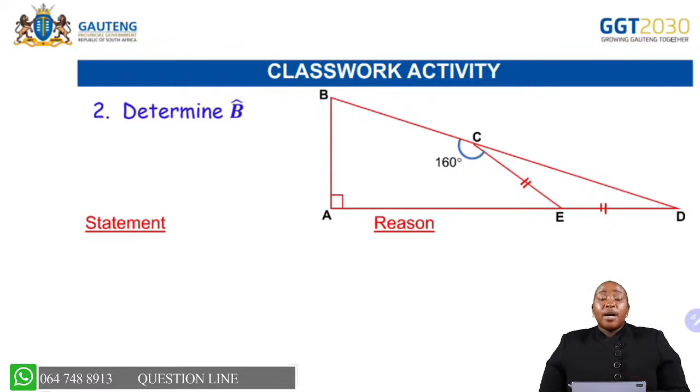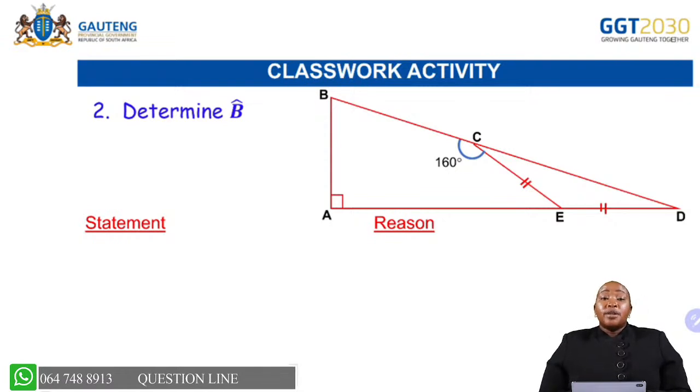The instruction was determine B. So it's part 2 of the same activity that we've just done. Okay. And we start here by saying we have to use our statement and reason. Have you analyzed your diagram? You've looked at your diagram. Did you see that you have 2 triangles in this diagram? One of the triangles is triangle ABD, and the other one is triangle CDE. Do you see that?